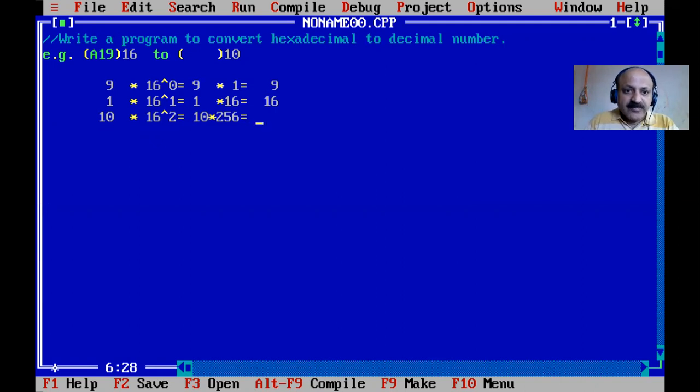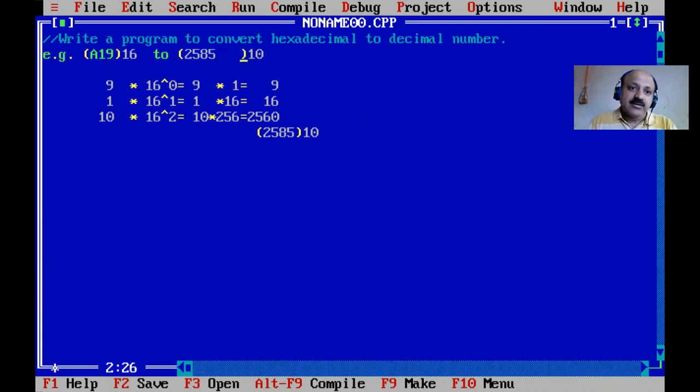So here 256 multiplied by 10 is 2560, and now what to do: summation of all these three numbers. So let us check in the next line. Here first 6 plus 9 is 5 and 1 carry, and then 8, and here 2, so 2585 is our answer. So that is the equivalent decimal number, hexa to decimal. So that is the process, and now we can apply this process.